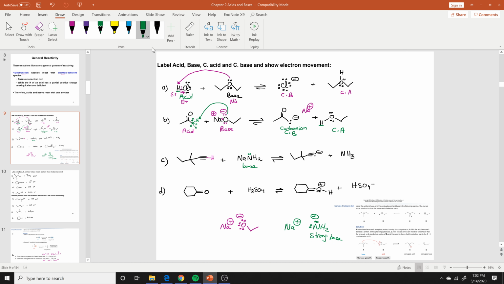I'm going to put my lone pairs over there. This is negative, this is positive, this is an ionic bond. So that sodium won't disappear in the product, it is there. It normally balances any negative charge in the solution. This NaNH2 is called sodium amide, A-M-I-D-E. Sodium amide is a very strong base.